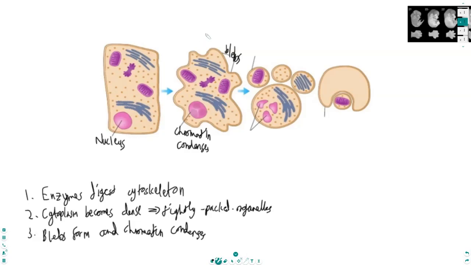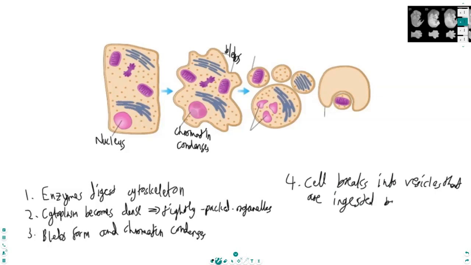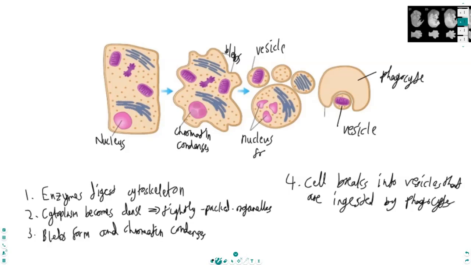The next thing that happens is that the cell breaks down into vesicles. The vesicles are ingested by phagocytes. This here is a phagocyte, and you can see it's ingesting this vesicle, the same vesicle here. And these are fragments of the nucleus.